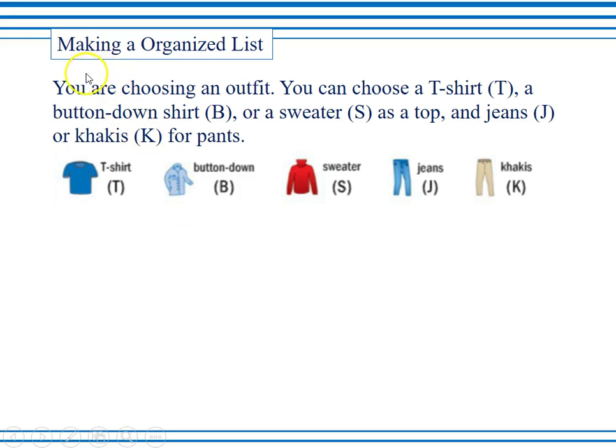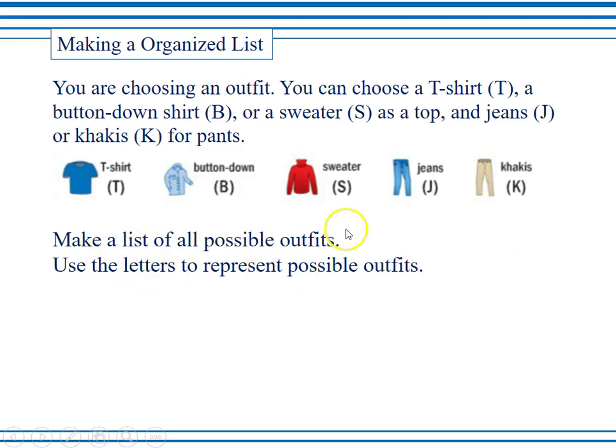So here you are choosing an outfit, and you can choose a t-shirt, a button-down shirt, or a sweater for a top. And you can choose jeans or khakis for pants. So these are the three different tops you may choose, and these are the two different bottoms you may choose. And you're asked how many different combinations of outfits could you create.